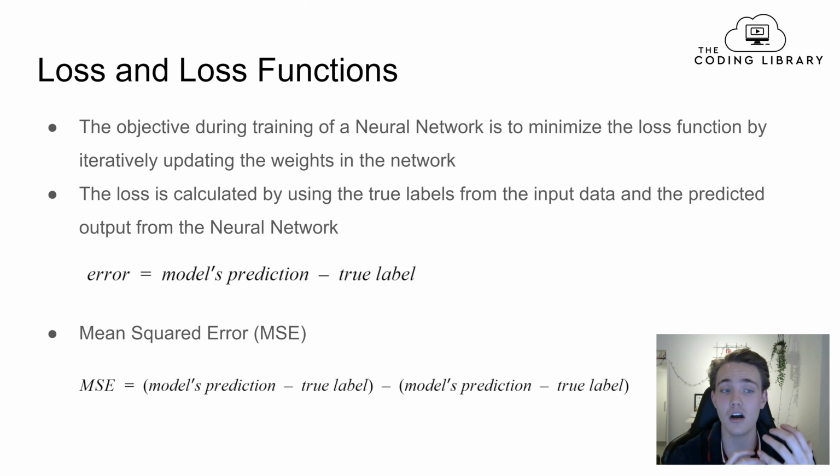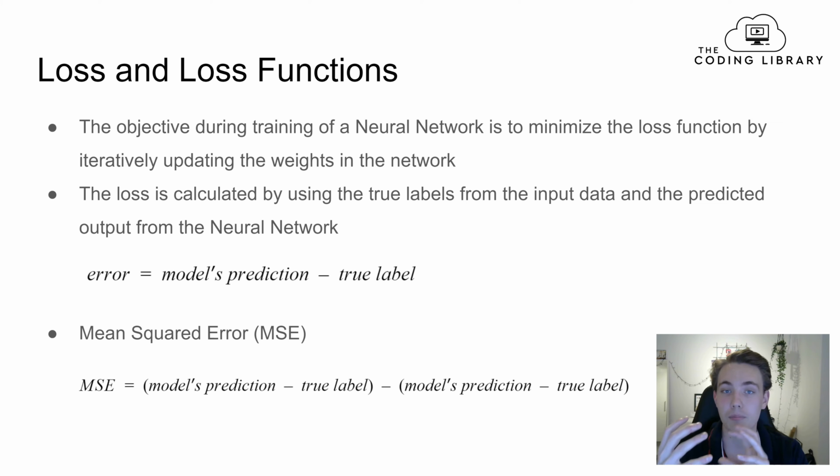So the objective of training our neural networks is to minimize the loss function by iteratively updating the weights in our network, because the loss in our neural network is calculated by using the true labels from the input data and the predicted output from the neural network. So when we're training our neural network, we're passing new data to it, and from that neural network we will make a prediction.